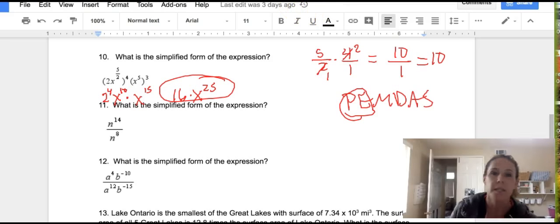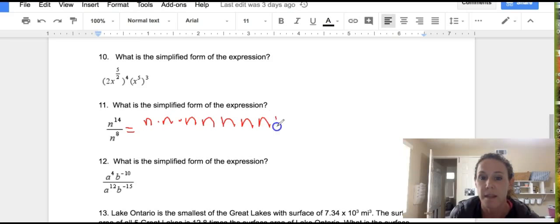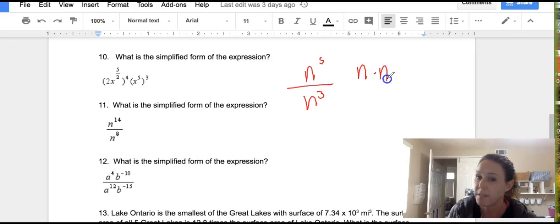All right, let's go on to number 11. Number 11, using our properties. What is the simplified form of this expression? Now, we also have a property. When you have the same base and you have a division, you subtract exponents. Now, a great way to show that is if I were to write this out, this would be 14 n's. That's going to take forever. Let's do a simpler one. Let's do n to the 5th divided by n cubed. This would be 5 n's.